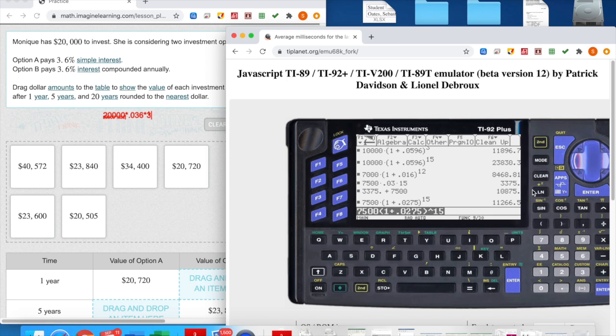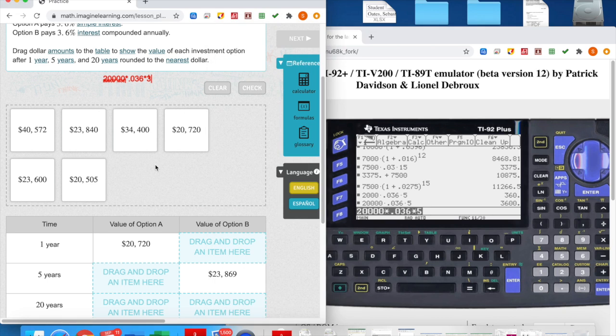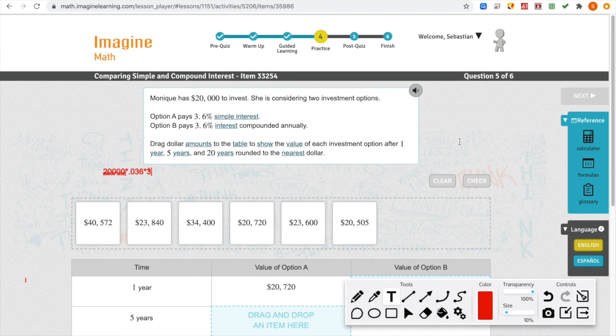So we have our $20,000. We're going to multiply it by 0.036, and we're going to multiply that by our 5 years, and that's going to give us $3,600. I don't see that as an option here, but I know that this is just the interest. So if I take the $20,000 I started with and add in the $3,600, I'm going to have $23,600.